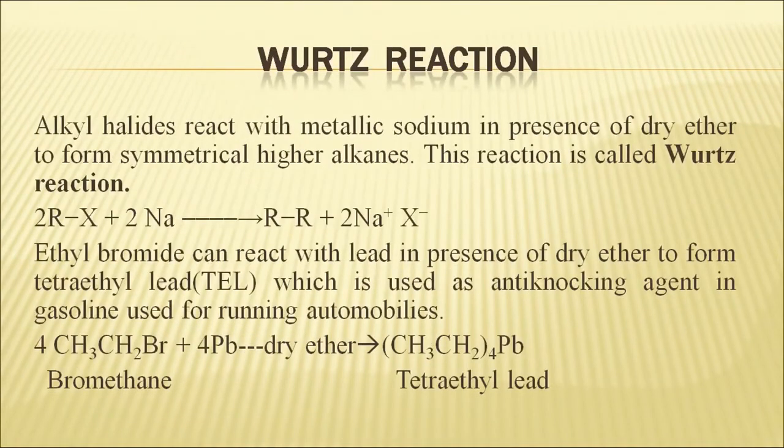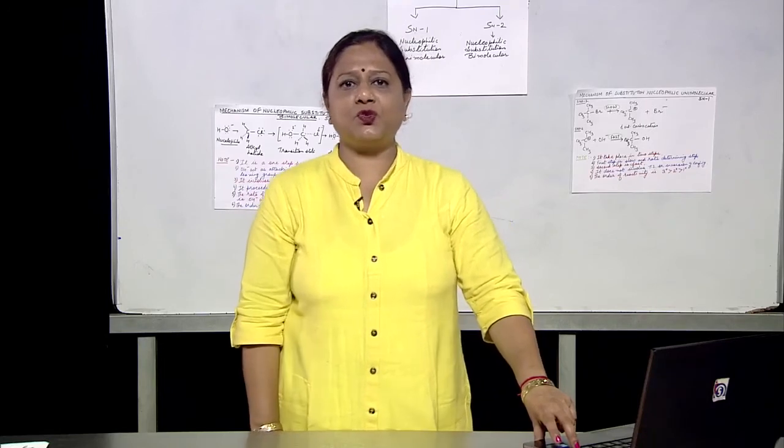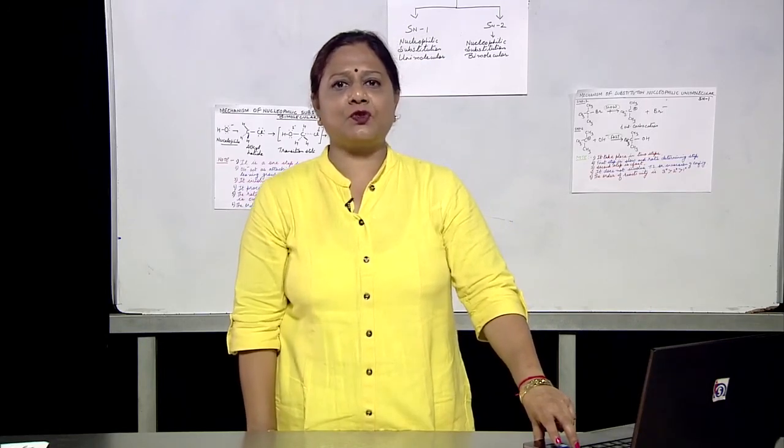You can see more examples, like 2 molecules of alkyl halide on reaction with sodium metal will give you a hydrocarbon. If you react bromoethane with lead in presence of dry ether, you get tetraethyl lead, which is used as an anti-knocking agent in gasoline for running automobiles. Wurtz reaction is another example in which we are reacting haloalkanes or haloarenes in presence of sodium metal.